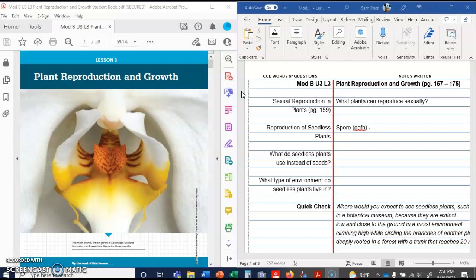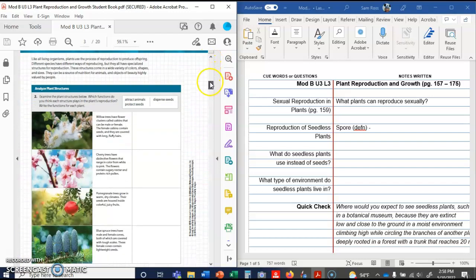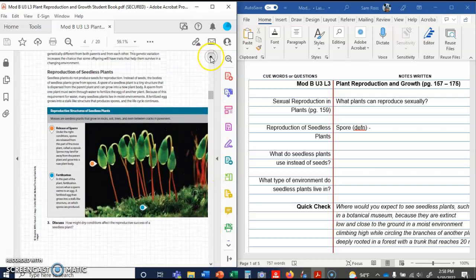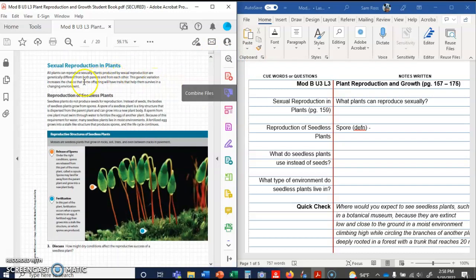So Sexual Reproduction in Plants is on page 159. So let's see what page we're on. That's 157. This is page 159, so let's go back. It says, what plants can reproduce sexually? Right here, first sentence, all plants can reproduce sexually. And then there's the definition of a spore, which is right here, underneath reproduction of seedless plants, the second sentence: a spore of a seedless plant is a tiny structure that is dispersed from the parent plant and can grow into a new plant body.